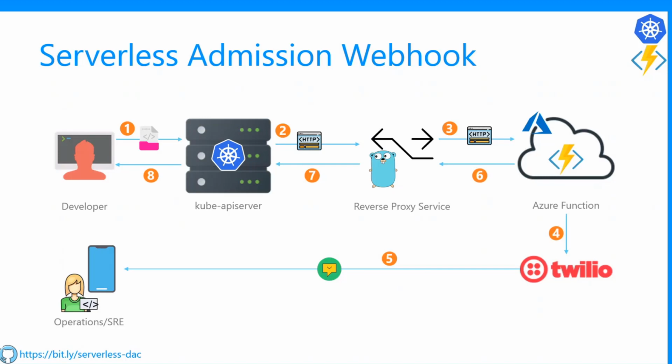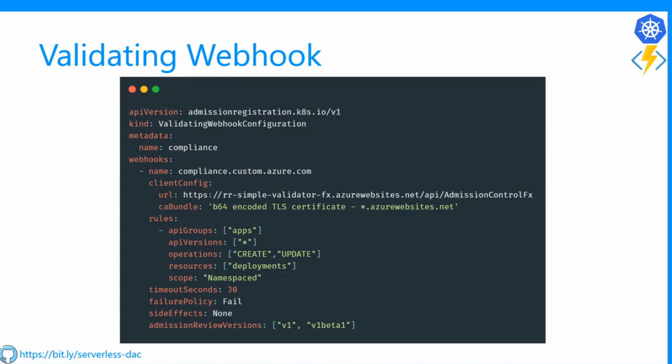So in order to achieve the same functionality, what we would need to do is first forward the request onto a service that can in turn send the request onto an Azure function. That's where this reverse proxy comes in. I wrote a small reverse proxy using Golang, which sits in the cluster as a service. Whenever a new deployment is submitted, the API server would first forward the request onto the reverse proxy, and the reverse proxy forwards the request as it is to an Azure function, and the rest of the workflow is still the same. So what you see on the screen right now is a validating webhook.